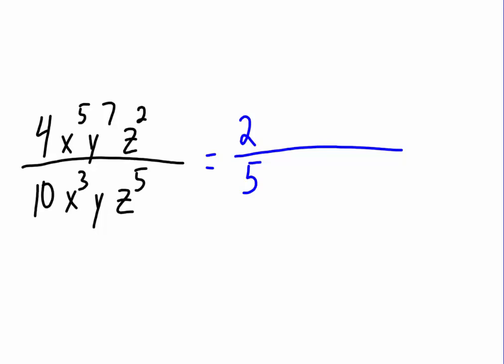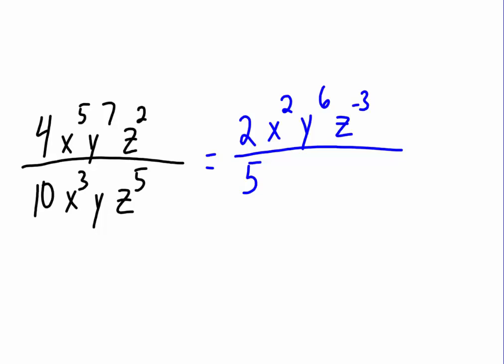All right, now we look at the x's, and we take the exponent from the top minus the exponent from the bottom, and we get x squared. X to the 2 power. 5 minus 3 is 2. And then on the y's, that'd be a 7 minus 1. So that's going to be a y to the 6th. Now, one of the things that we're going to be talking about a little bit later, but I wanted to show it to you right here, is what happens with the z's. We go 2 minus 5 gives us a z to the negative 3.